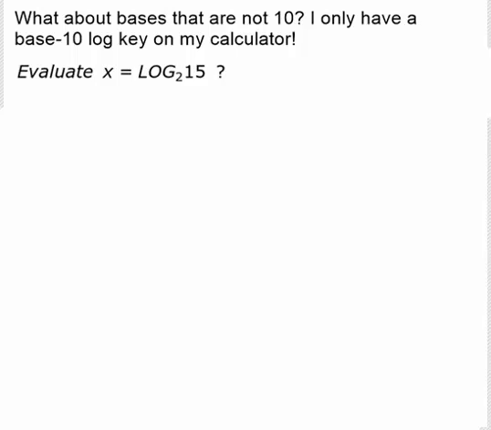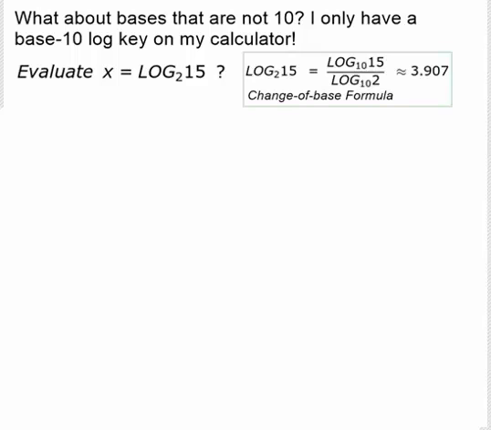And what about bases that are not 10? Let's say we have x equal base 2 log of 15. What do we do? Well, we have something that's called a change of base formula that we're going to cover in a future section, but I'll give you the result of it right now just so you're not wondering. The change of base formula says we can write base 2 log of 15 as base 10 log of 15 over base 10 log of 2. We actually can choose whatever base we want in that ratio of logs, and we get an answer of 3.907. So that is one way we have of dealing with bases of logs that are not 10.